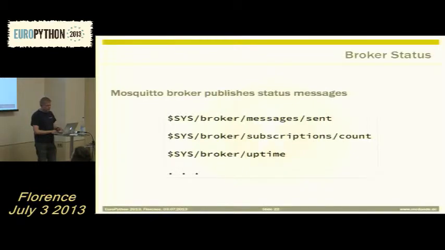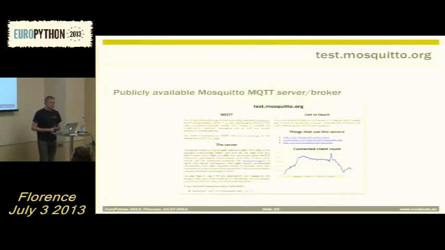If you want to start with Mosquitto and don't want to install your own broker, you can use test.mosquitto.org. That is a public Mosquitto MQTT server with this web interface. What I forgot to say is Mosquitto works on network port 1883, and you can also enable SSL or encryption and configure any port that you like. So, you can use that.